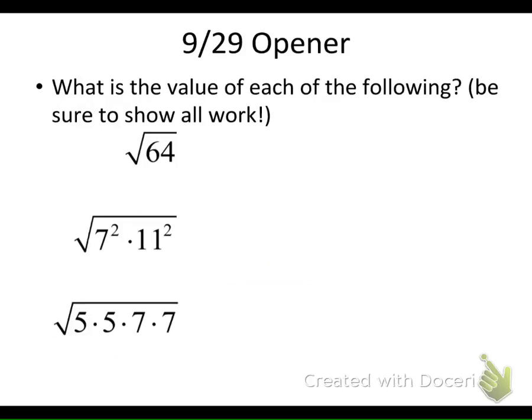So the back side is what we took notes over yesterday. Square roots. So it's asking, what is the value of each of the following? Be sure to show all work. So we all know if we type into our calculator the square root of 64, we're just going to get 8. But I'm making you guys show me an extra step right now because it's going to be useful down the road when we do different lessons with square roots.